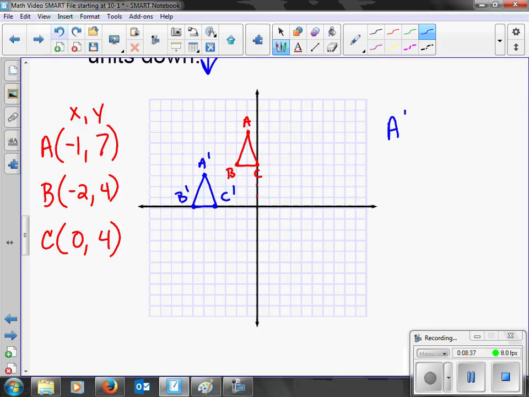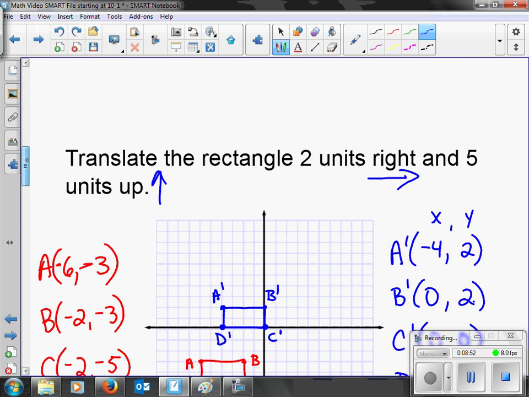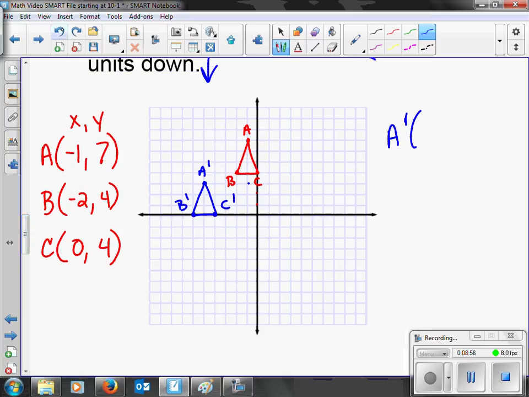So A prime, the new coordinates are, 5 spaces to the left, so -5. Oh, I keep doing that. Sorry about that, guys. I keep losing my page. Here we go. Okay, and so that's -5. And then it is up 3 spaces.